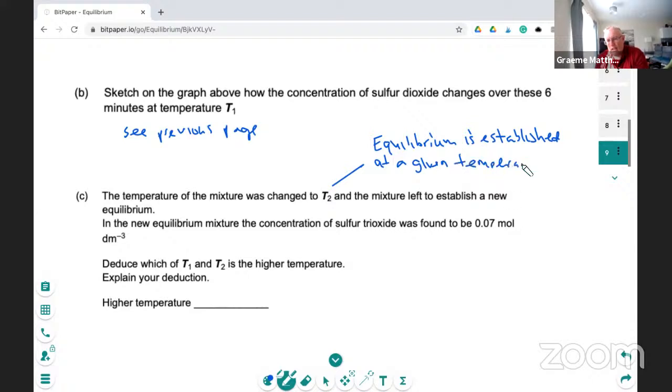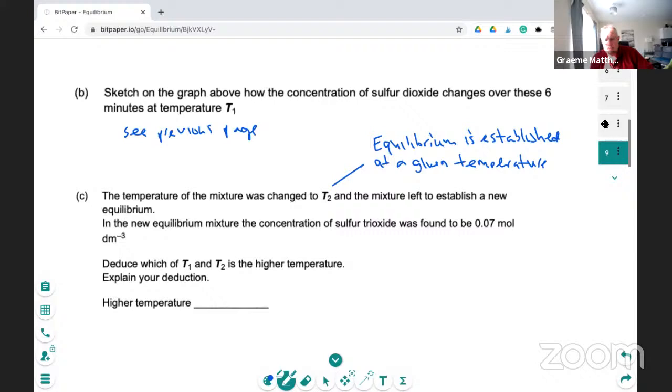Okay. Meaning, if you change the temperature, then you change the equilibrium. The system is going to move until you reestablish equilibrium. We'll get into this one next time. So anyway, change to T2, and the mixture established a new equilibrium. In the new equilibrium mixture, the concentration of sulfur trioxide was found to be 0.07.